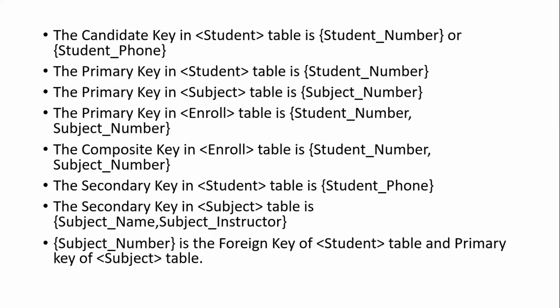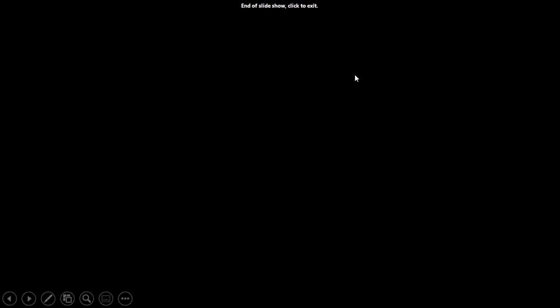Your student number or student phone number is taken as the candidate key here. These two are not the only candidate keys; you can create multiple candidate keys. But we have said that a primary key should be selected from a candidate key, and what is the condition of the primary key? It should uniquely identify a row in a relation. So the primary key in the student table is student number.